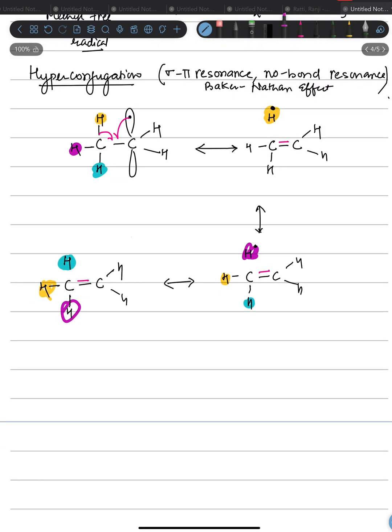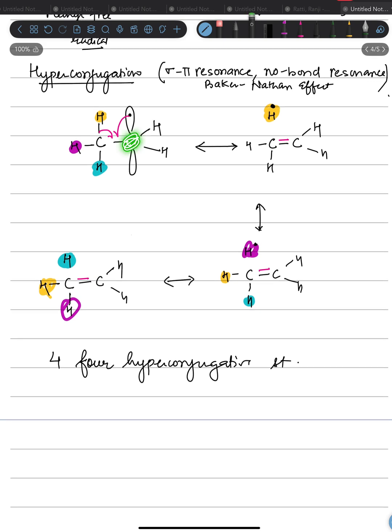So for an ethyl free radical or a primary free radical, we have 3 resonating structures, or overall 4 resonating structures, or 4 hyperconjugative structures. That's better. So we have 4 hyperconjugative structures, right? Which means that this odd electron has a freedom, and it is spending time on this carbon and on the 3 hydrogens on the neighboring carbon.